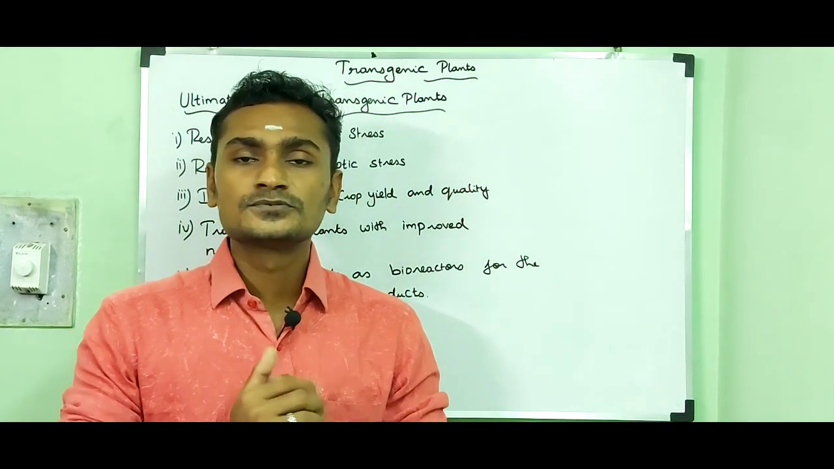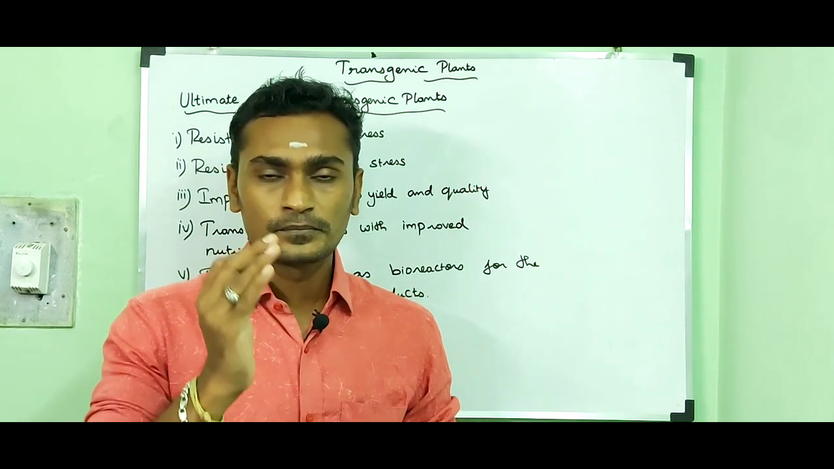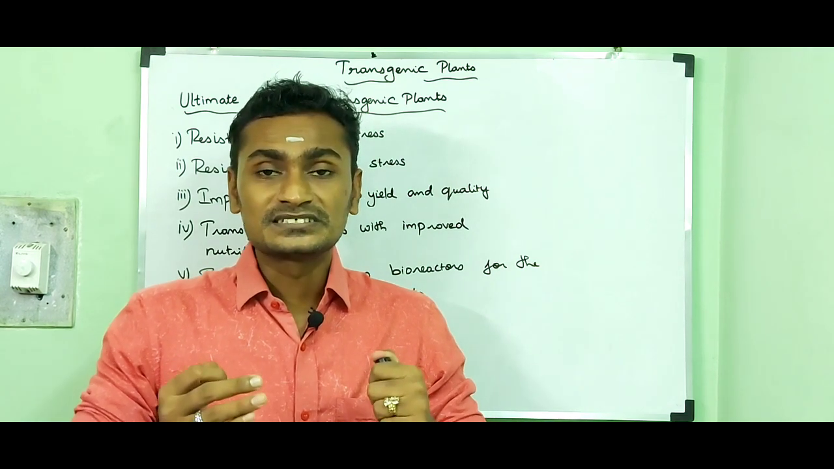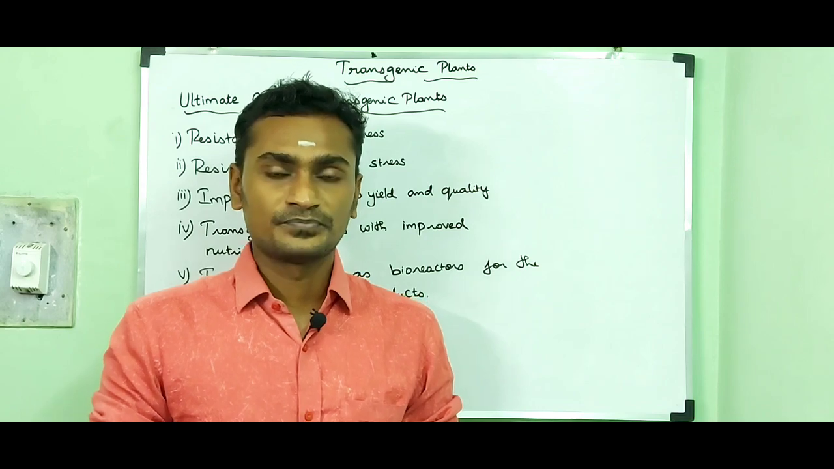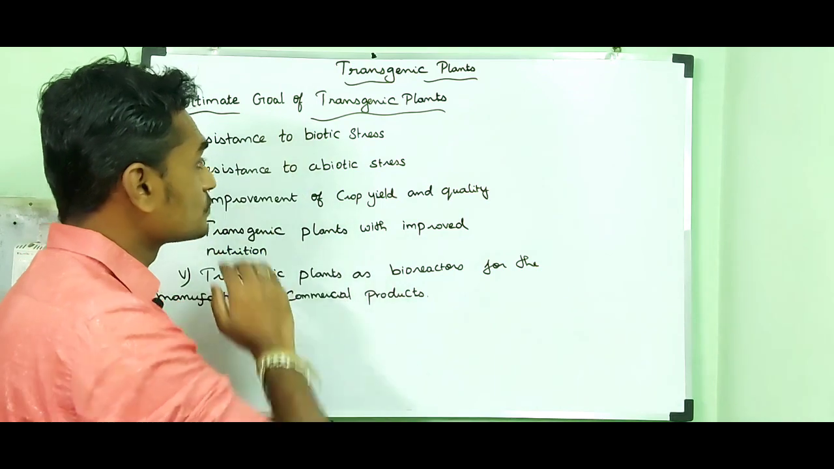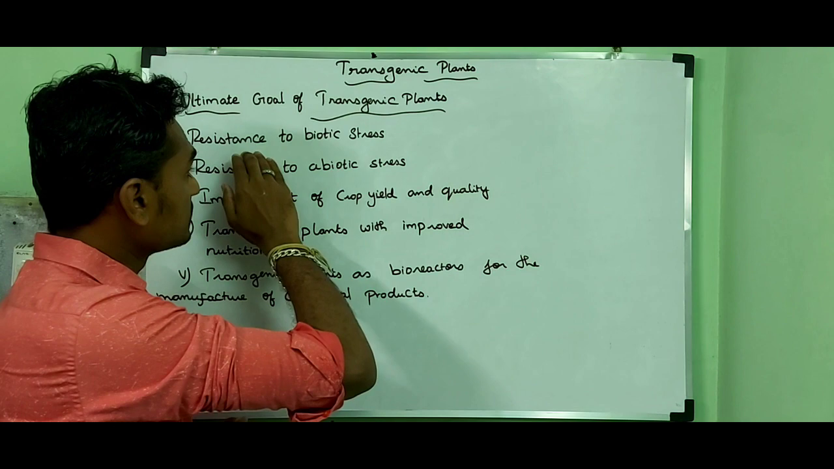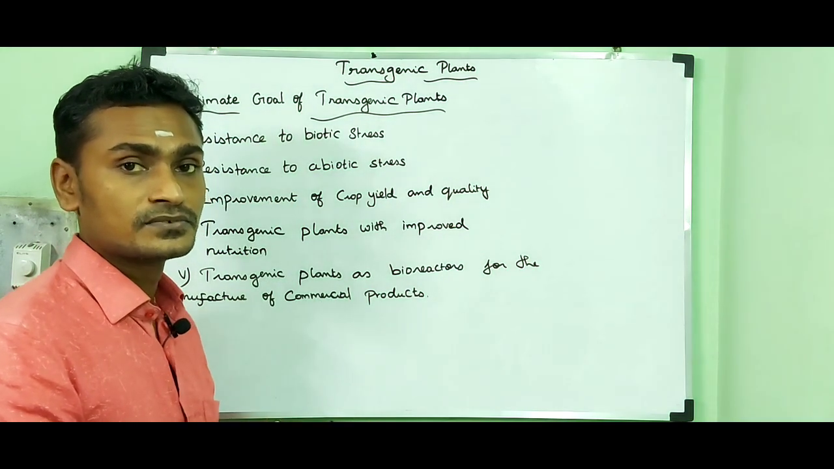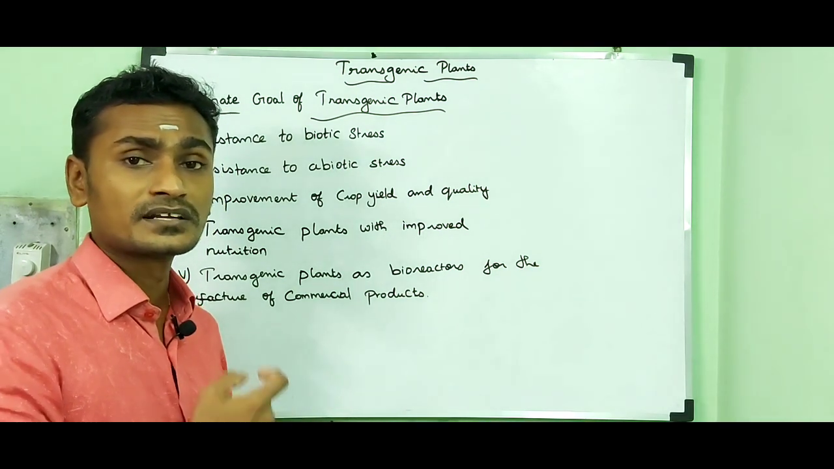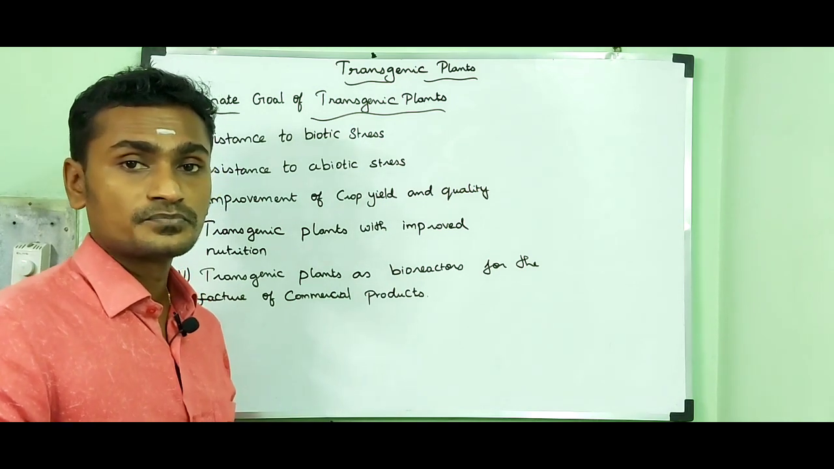Then why do we have to create transgenic plants? What is the need to create them? Because the plant can show desirable traits or characters. They are: the plant can show resistance to biotic stress. For example, the plant can resist viral infection, bacterial infection, fungal infection, or other microorganisms.